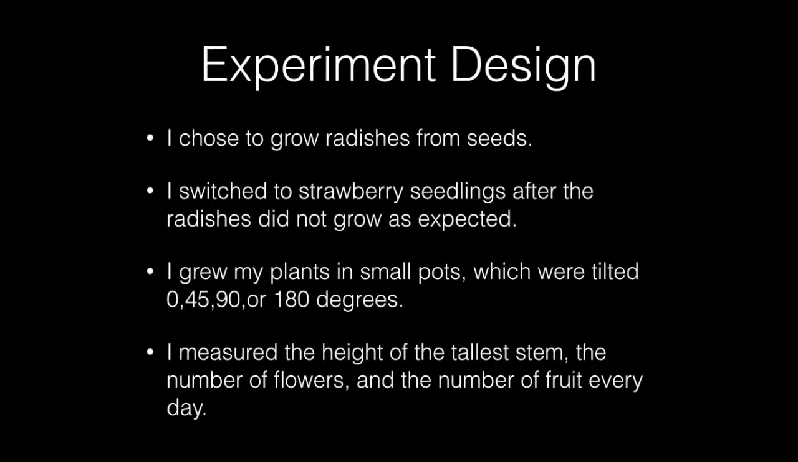I chose to grow radishes from seeds. I switched to strawberry seedlings after the radishes did not grow as expected. I grew my plants in small pots, which were tilted 0, 45, 90, or 180 degrees. I measured the height of the tallest stem, the number of flowers, and the number of fruit every day.